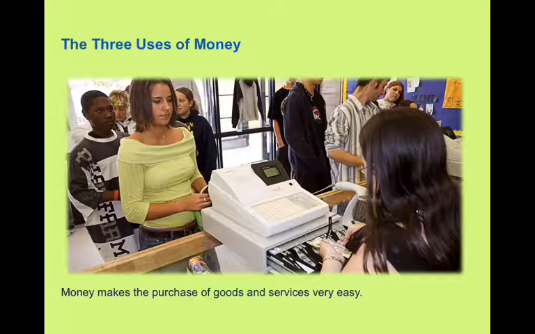So here's one of the first uses of money. Money serves as a medium of exchange because money makes the purchase of goods and services very easy. When you want to buy something, all you have to figure out is how much does it cost, how much money do I need for it, hand that money to the clerk in the way that you pay for it, and then you can buy the item. You don't have to trade in goods and services. You don't have to use a barter system. So one characteristic of money is that it serves as a medium of exchange and is very easy to use. It makes the purchase of goods and services very easy.